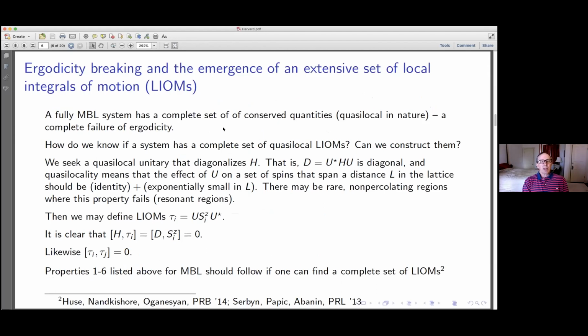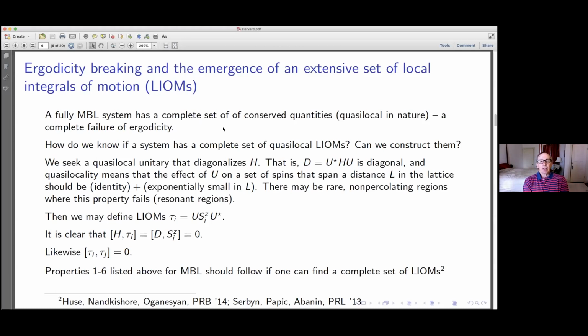The way that this has been discussed in recent years has been in terms of so-called local integrals of motion, or LIOMs. We say that a fully MBL system has a complete set of conserved quantities, quasi-local in nature. This complete set of conserved quantities is a key feature of a fully MBL system. How do we know if we have a complete set of quasi-local integrals of motion, and can we construct them? Well, the way to construct them is to find a quasi-local unitary that diagonalizes the Hamiltonian.